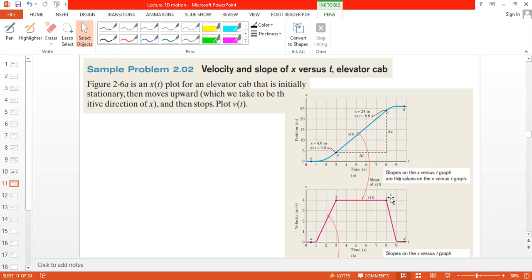Here is the curve, velocity is constant here, and after point C you see the slope is reducing. The slope of the curve is reducing. That means velocity is also reducing here. So what I'm saying is that if a position versus time graph is given to you, from there you can easily find out the velocity versus time graph. And this graph is showing this thing.